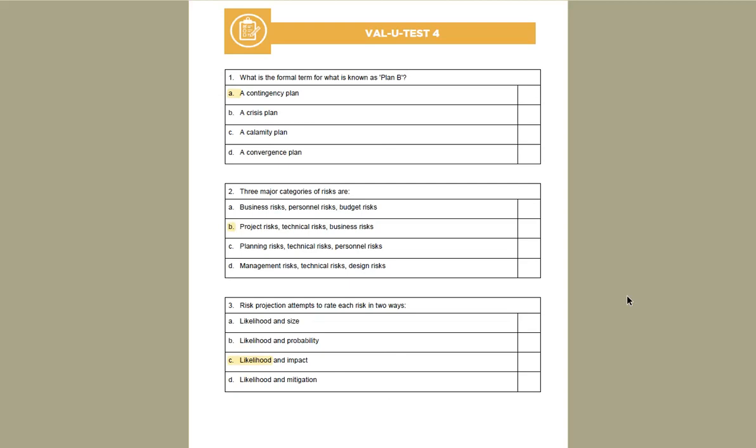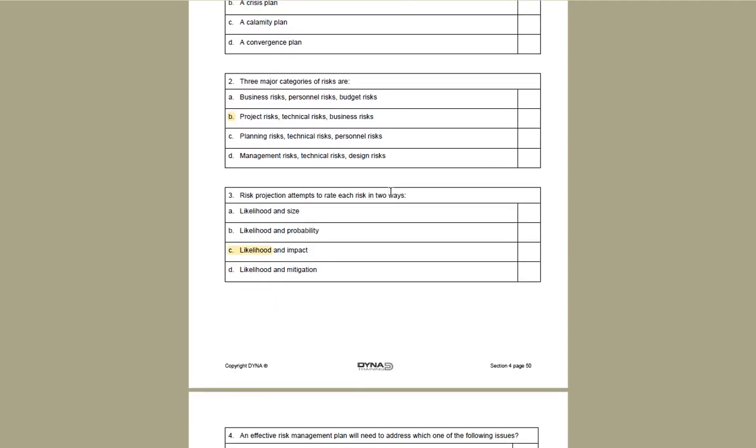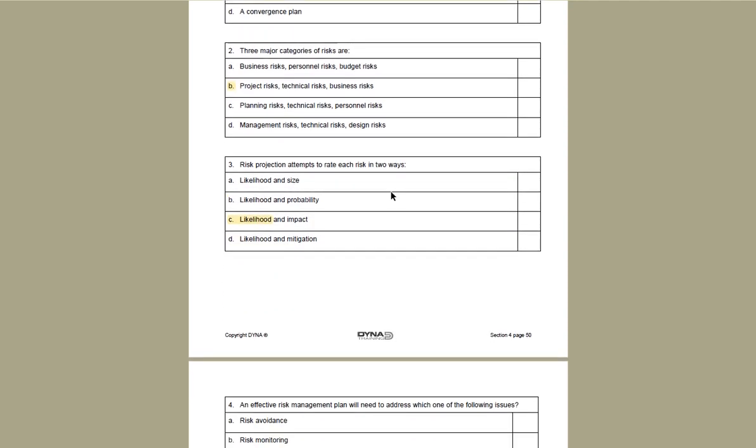Okay, hopefully you have done value test number 4, just so that we're all on the same page. Question number 1. What is the formal term for a plan B? It is a contingency plan. The 3 major categories of risks are project risks, technical risks, and business risks. Then risk projection attempts to rate each risk in 2 ways. Well, it's C, likelihood and impact.